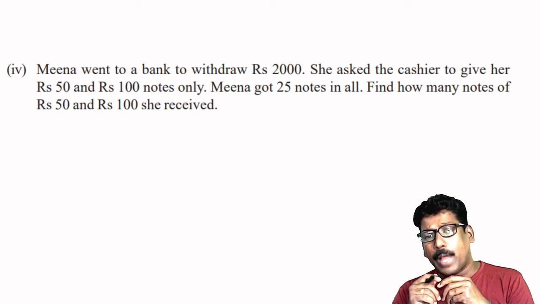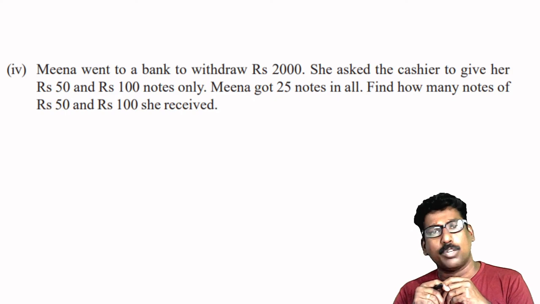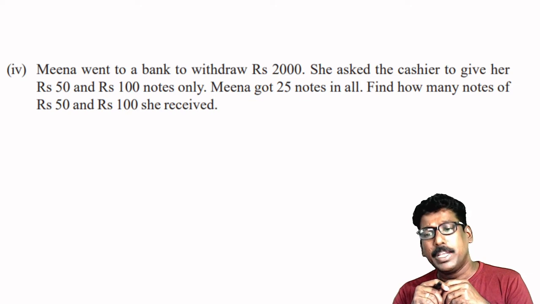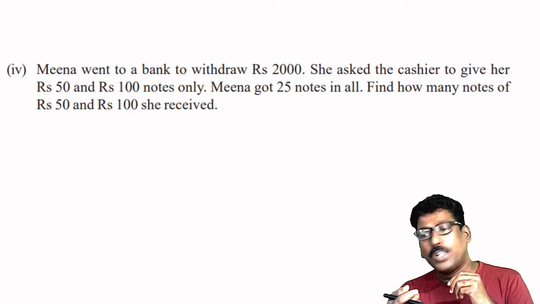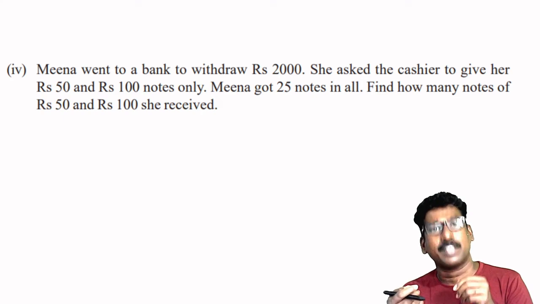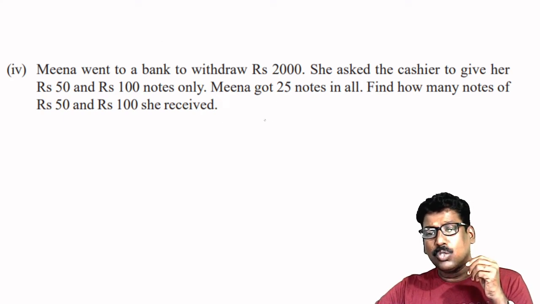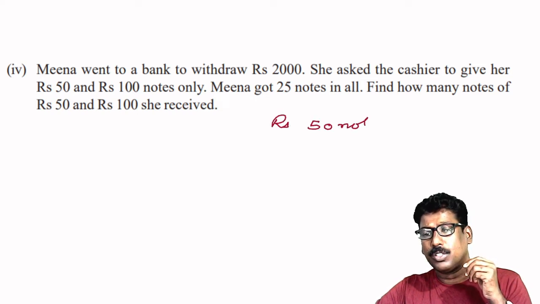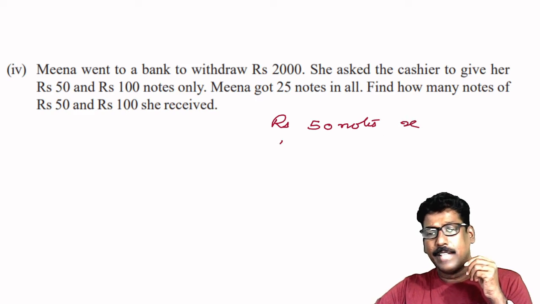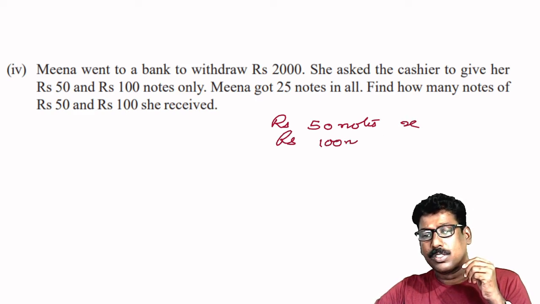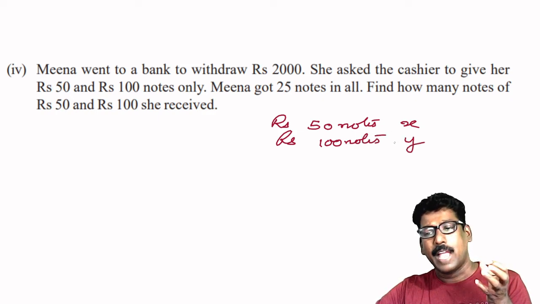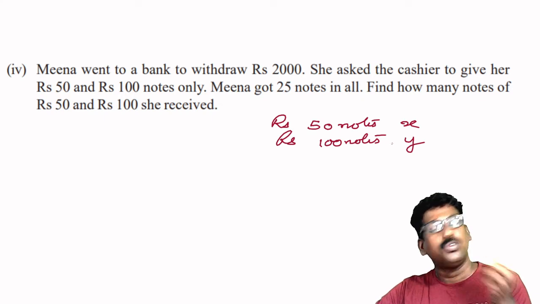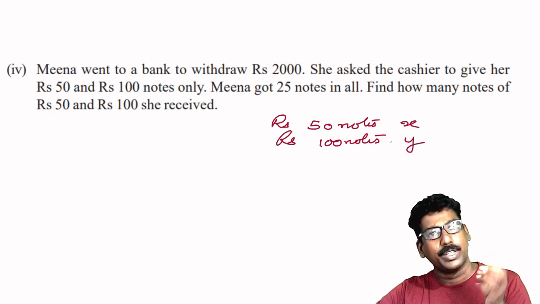Meena went to a bank to withdraw 2000 rupees. She asked the cashier to give her 50 rupee and 100 rupee notes only. Meena got 25 notes in all. Find how many notes of 50 rupees and 100 rupees she received. Here, 50 rupee notes you can take as x, and 100 rupee notes you can take as y. Let x and y be the number of 50 rupee and 100 rupee notes. You can write it as a first step.